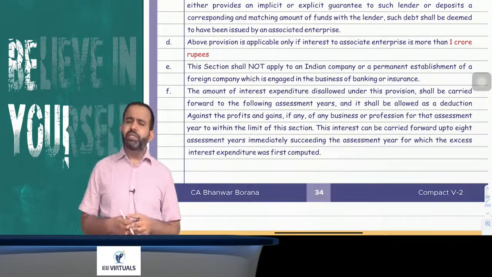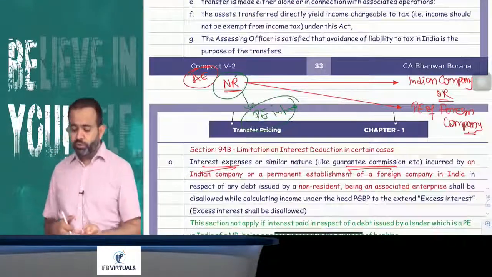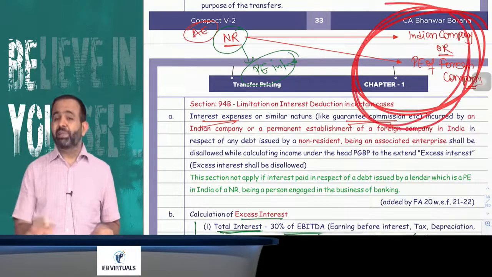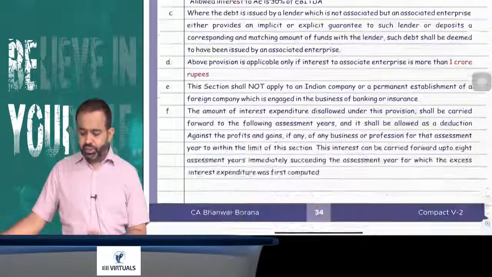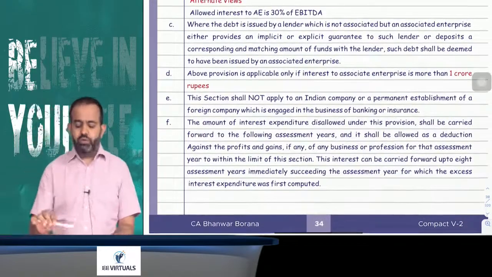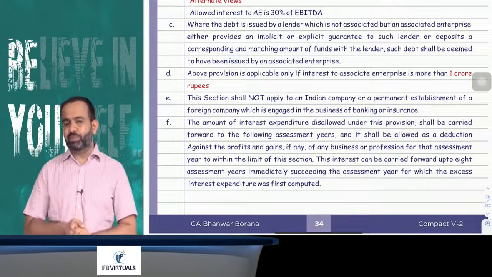Yes. One more point: this section is not applicable if the assessee is engaged in banking or insurance business. Meaning, if this Indian company or PE of a foreign company is engaged in banking or insurance business, then this section is not applicable. This is the completion of the transfer pricing topic. Guys, you have to revise 3-4 times and then solve questions, so you can easily understand this topic.